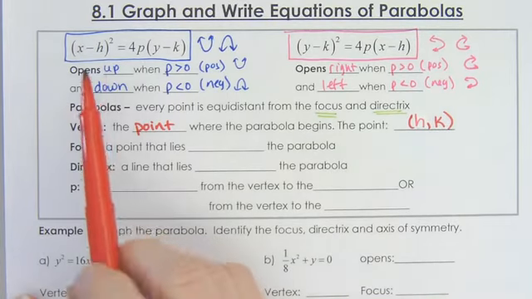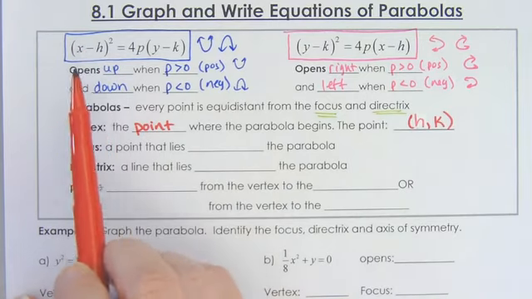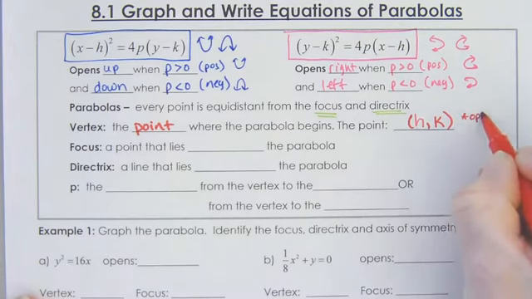If you look up here, notice how the h has a negative sign in the formula, so it's really the opposite of what you see. Maybe make a note. It's the opposite of what it looks like.